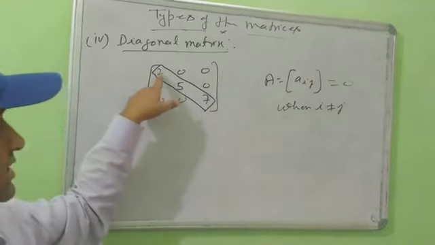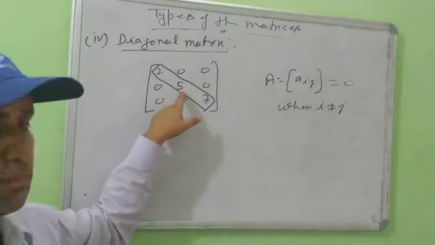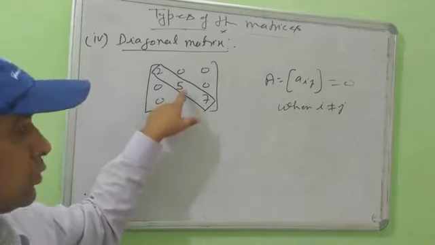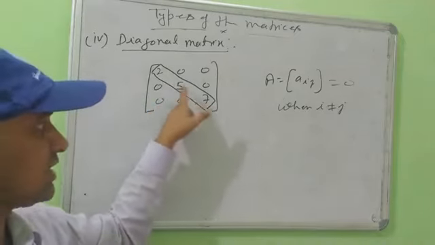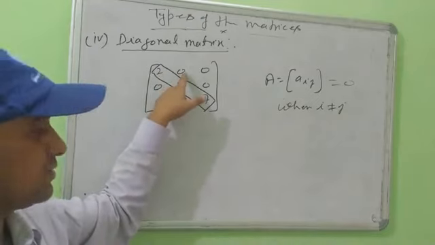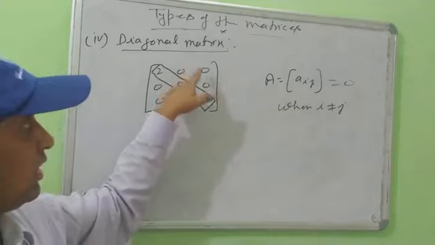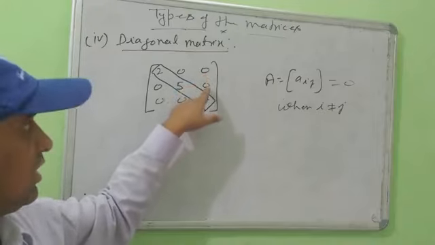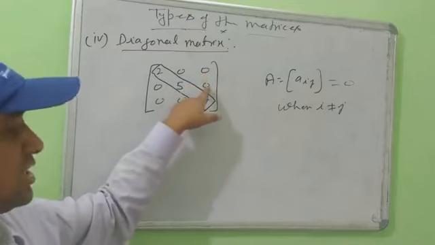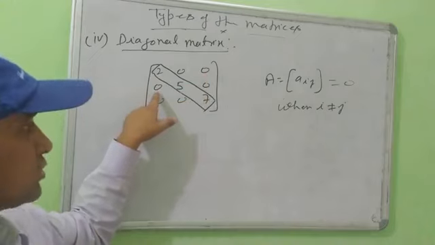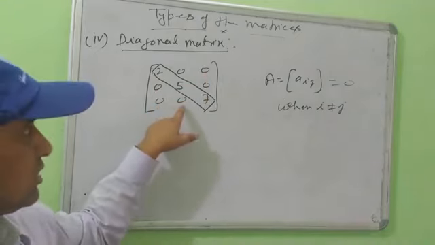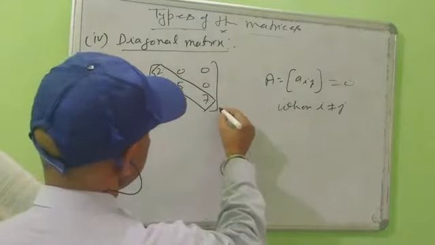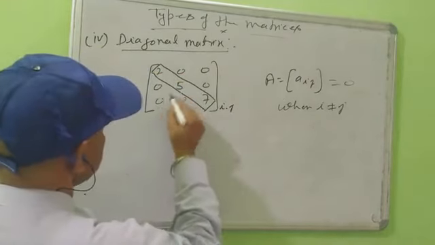Look at this element, i equal to j, this element i equal to j, and this one i equal to j. Why? 1 1, 2 2, or 3 3. But this element 2 1 is not equal, 1 2 not equal, 1 3 not equal, 2 3 not equal, 2 1 not equal, 3 1 not equal, 3 2 not equal. These elements have i equal to j.